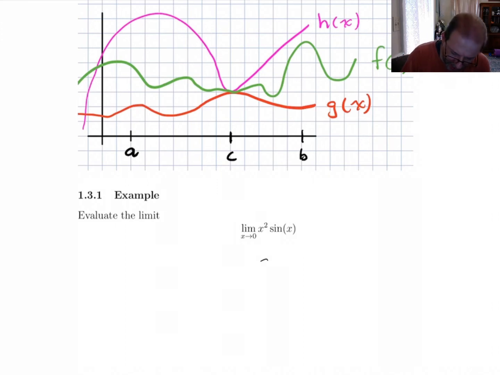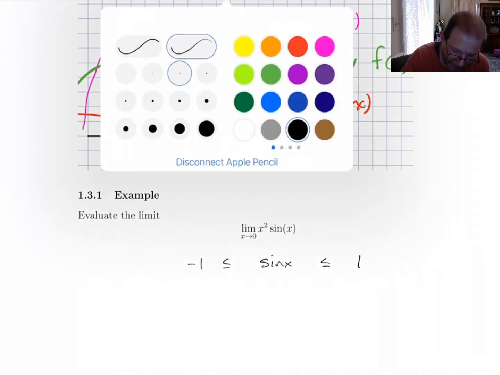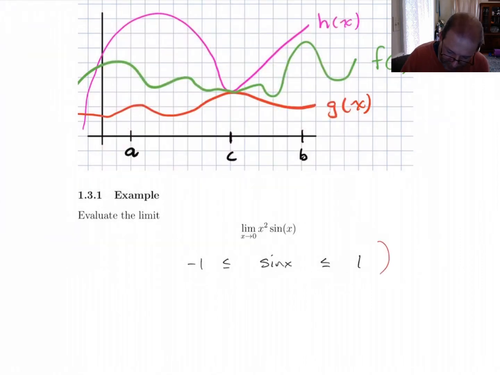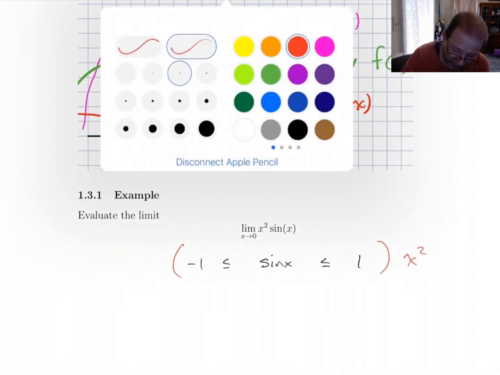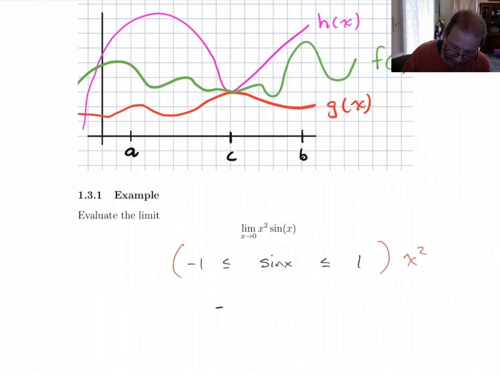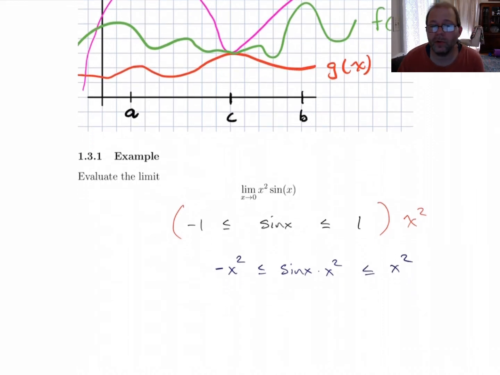Notice that sine x is always between -1 and 1. And if you take this and you multiply all three sides of this inequality by x squared, what you get is -x squared, sine x times x squared, and then x squared. So what we can do is we can take the limit of these two outer functions.